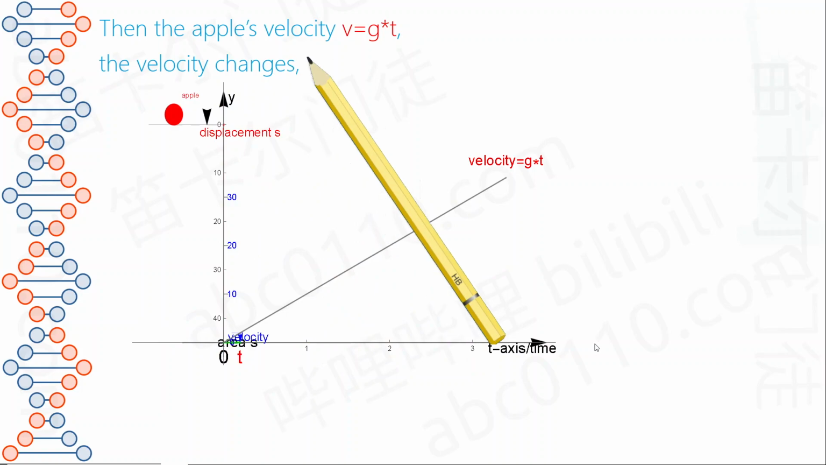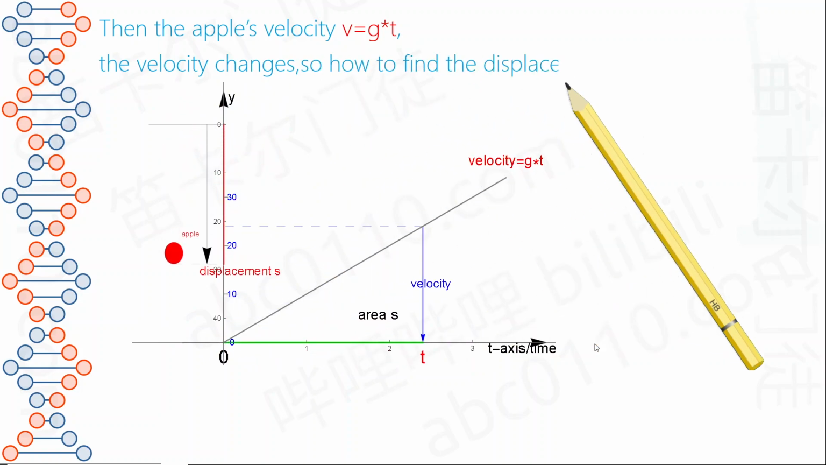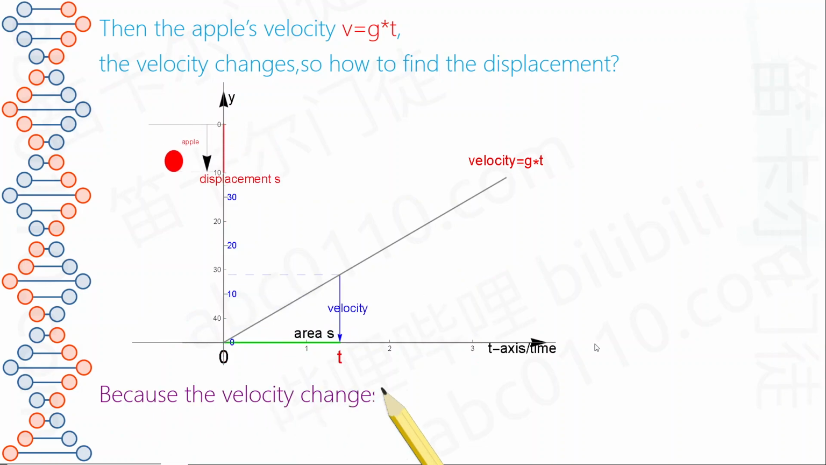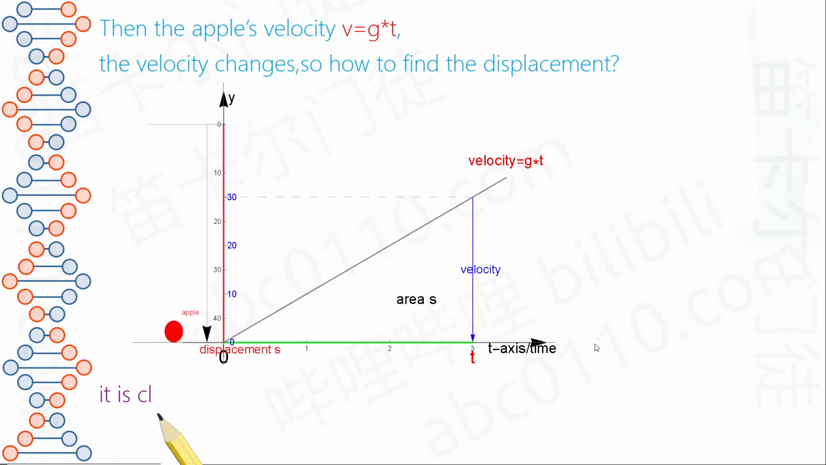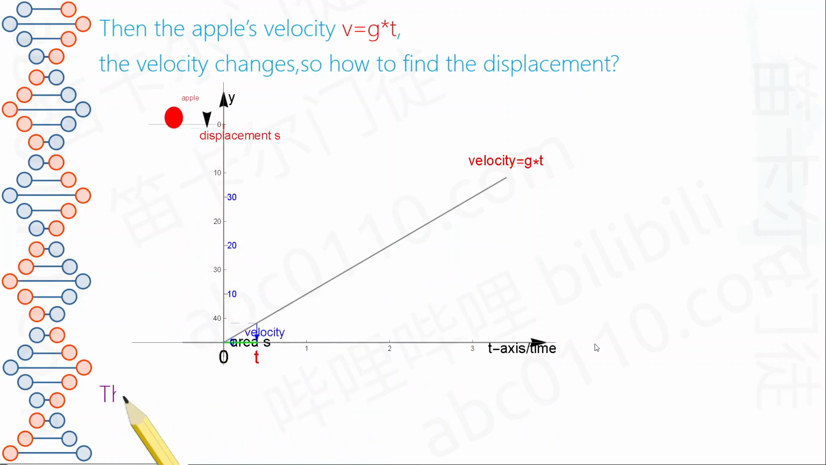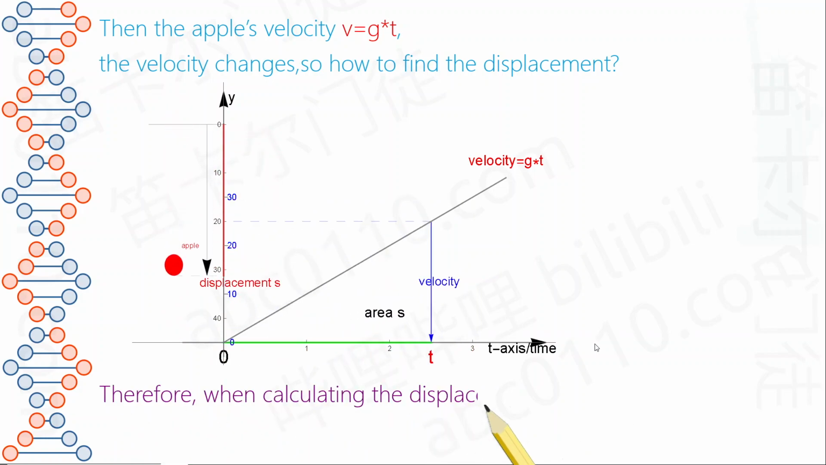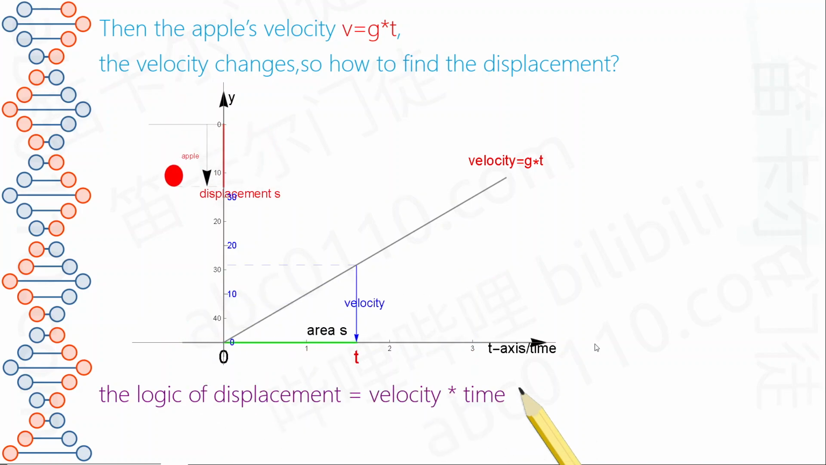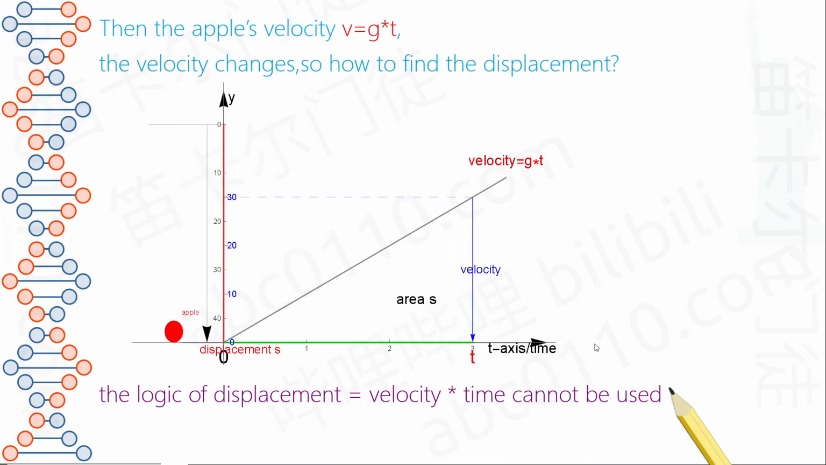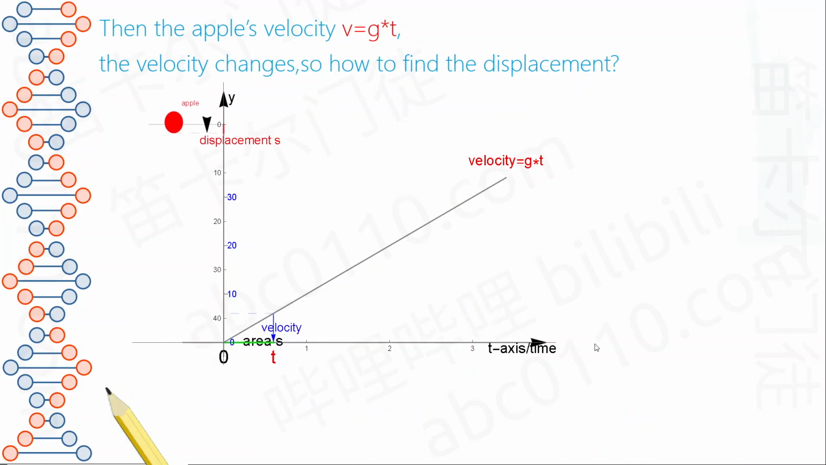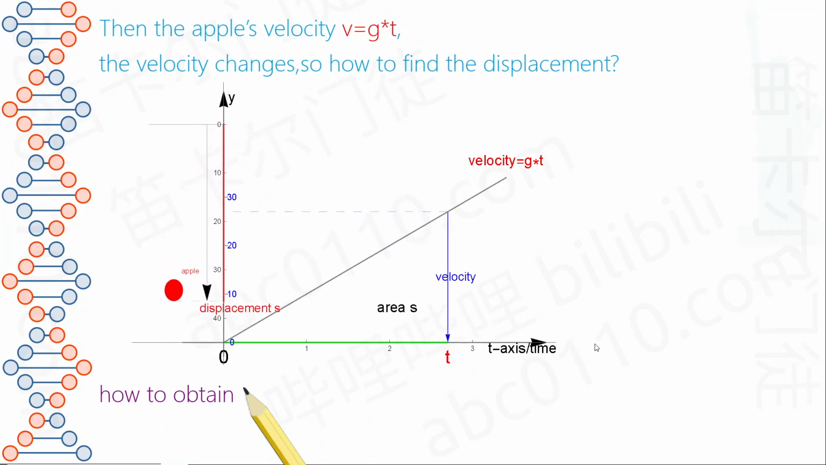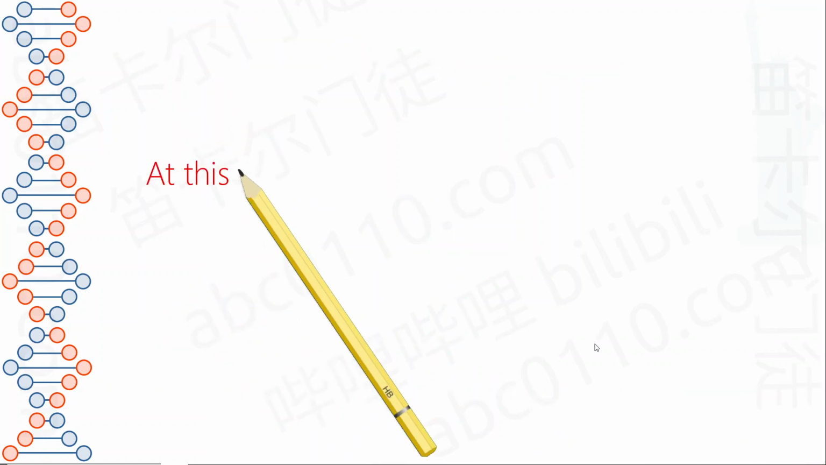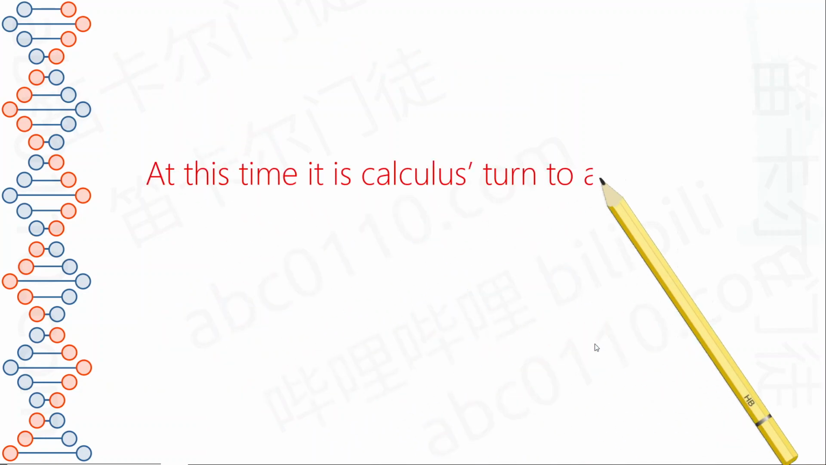The velocity changes. So how to find the displacement? Because the velocity changes with t at this time, it is changing all the time. Therefore, when calculating the displacement distance, the logic of displacement equals velocity multiplied by time cannot be used. In this case, how to obtain the displacement of the apple in the 0 to t time period? At this time it is calculus' turn to appear.